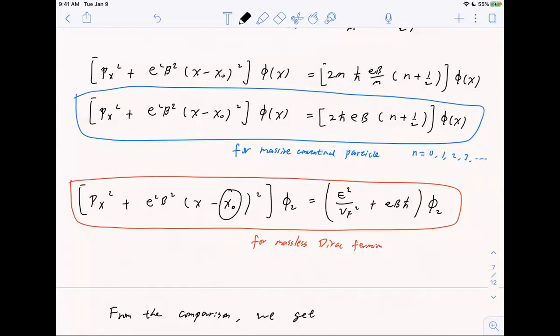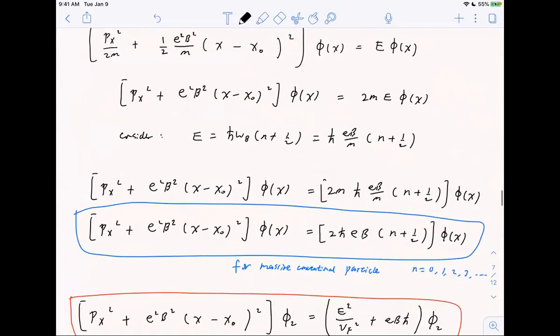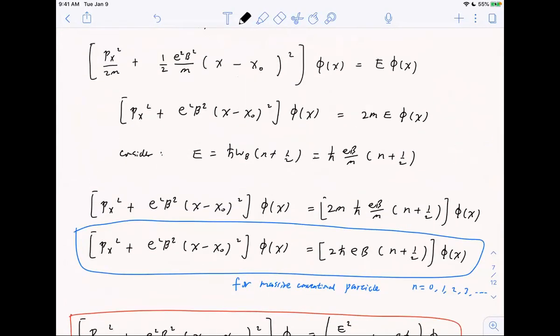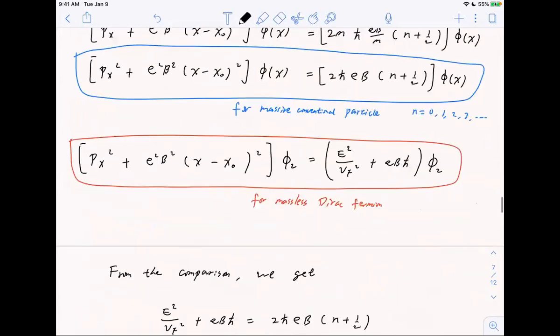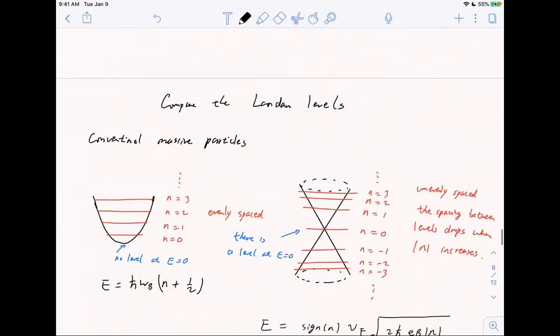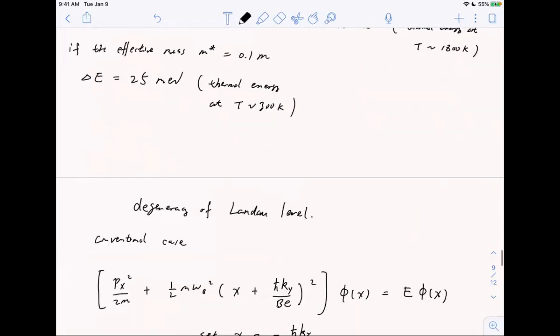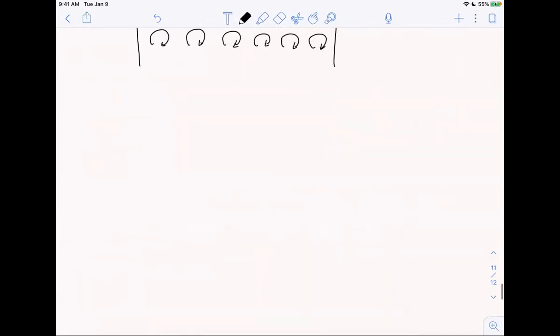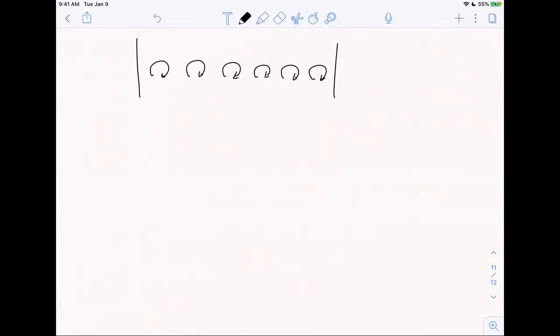Because they have the same number of allowed x0, and this x0 just comes from the y part. The y part is just a plane wave. So you have basically the same kind of consideration for the y part and for the degeneracy. And the number of states will not increase or decrease when you apply the magnetic field. Okay, so it's just a redistribution.